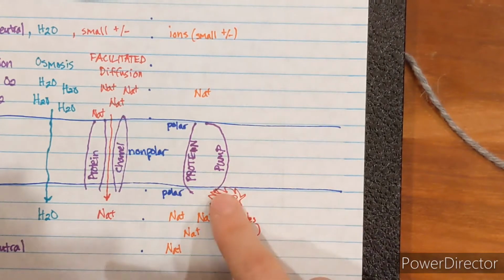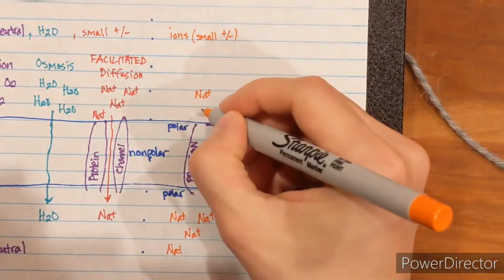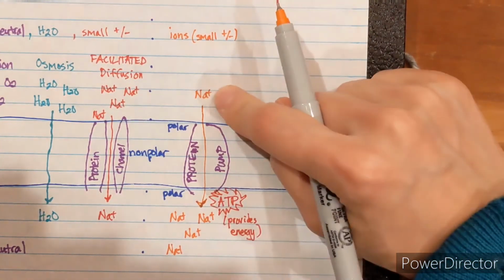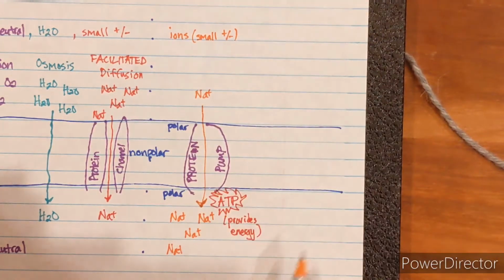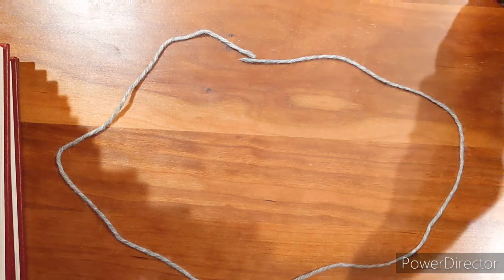And once ATP binds to the protein pump, the pump will actually change its configuration as needed and push our little Na plus ion against its concentration gradient into a more crowded, higher concentration area. This type of transportation is maybe my favorite.